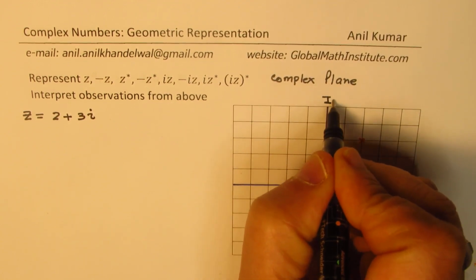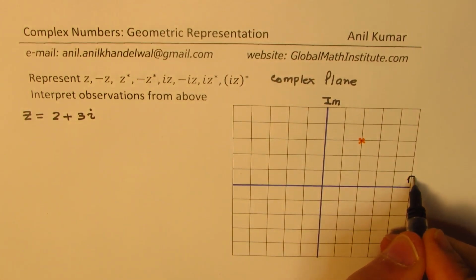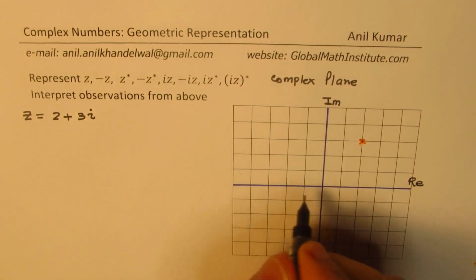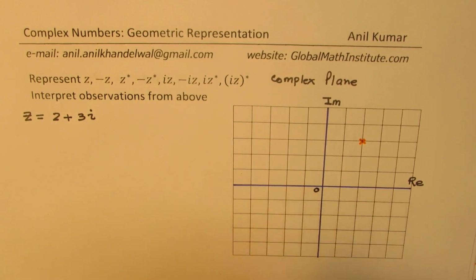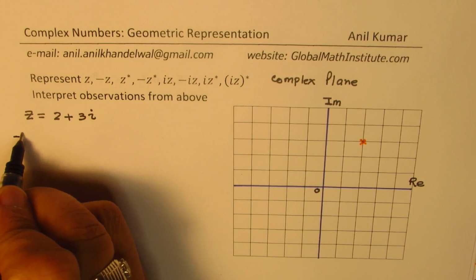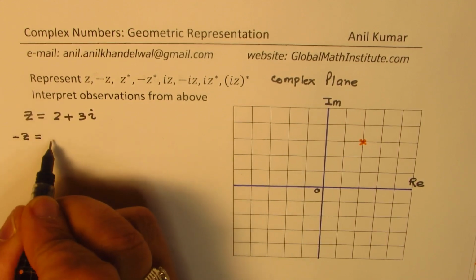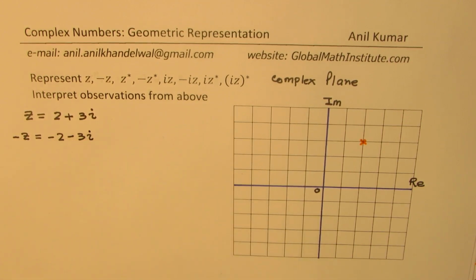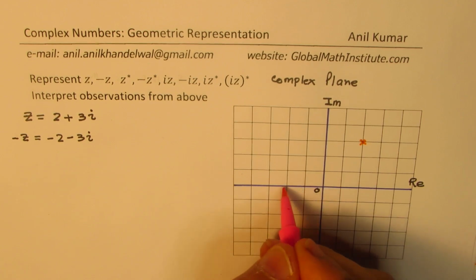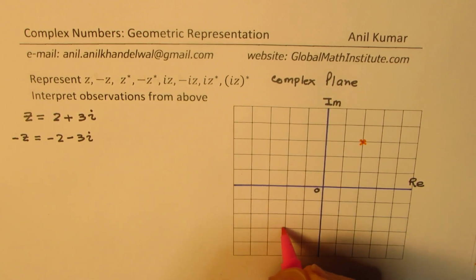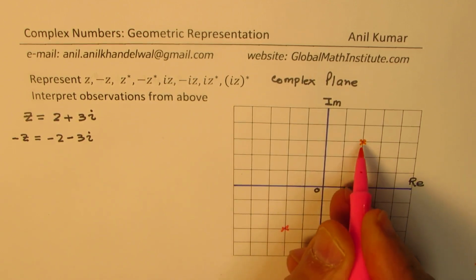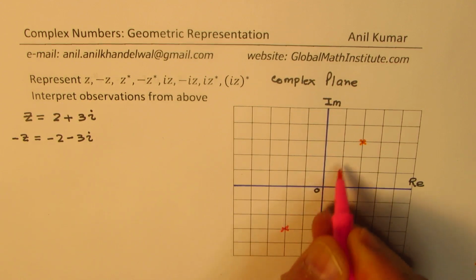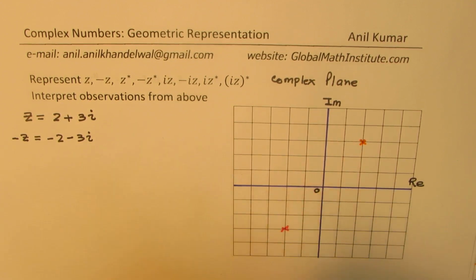In which this is the imaginary axis and here we have the real axis. Is it okay? And that becomes O, the origin. Now if I have minus z, then minus z will actually be minus 2 minus 3i. Correct? So minus 2 minus 3i means we'll go 2 units to the left and 3 units down. So what do you notice here? It is rotation by 180 degrees, right?